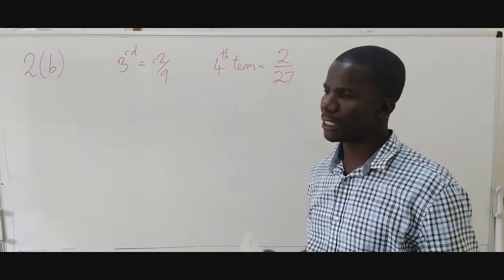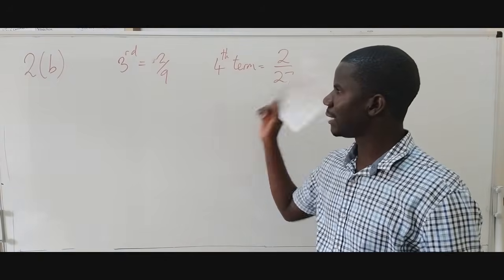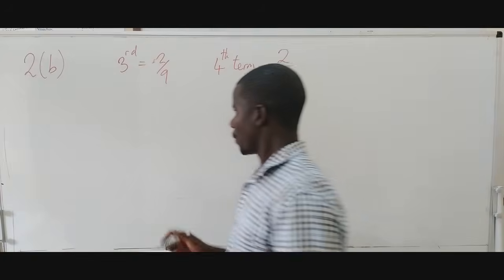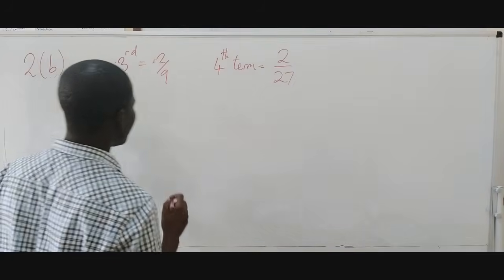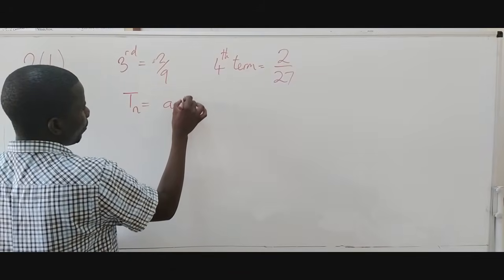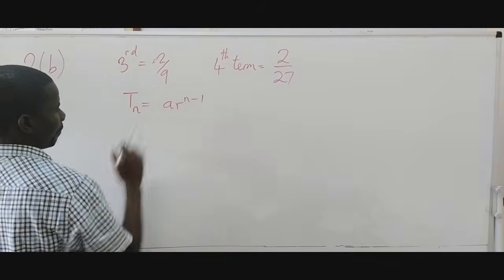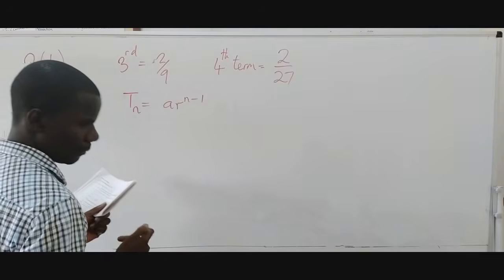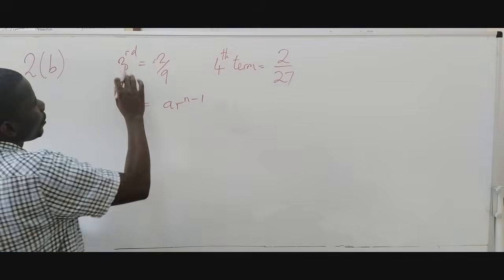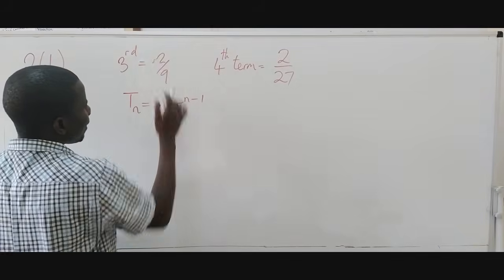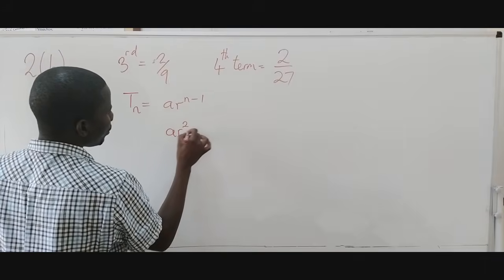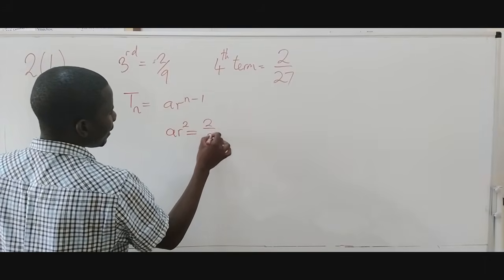So we need to come up with the equations that will help us find the first term as well as the common ratio. What formula do we use to find the nth term of a GP? It's a times r to the n minus 1, first term and common ratio. Since the third term is equal to 2 over 9, we can say ar² is equal to 2 over 9.